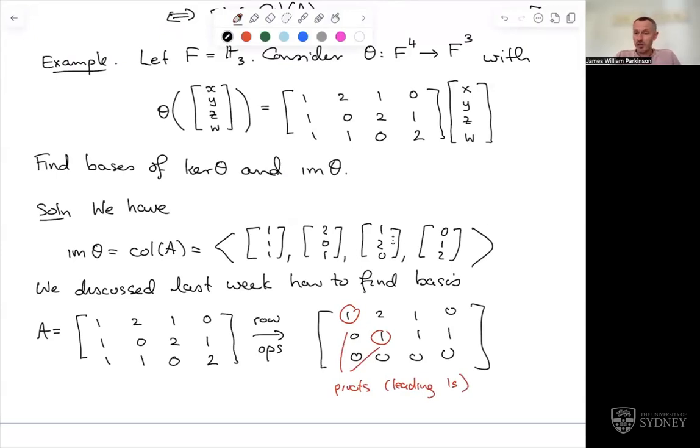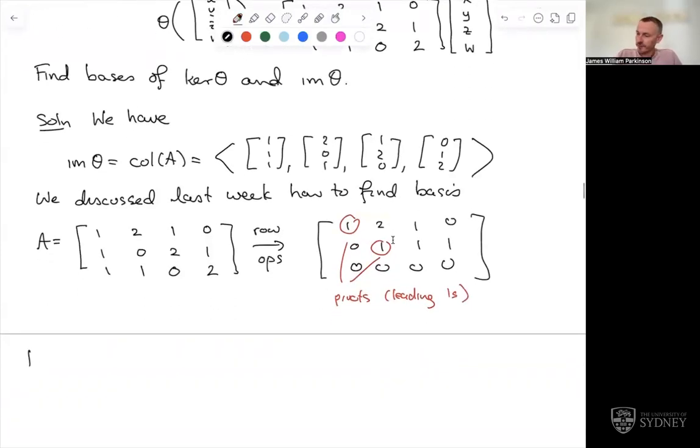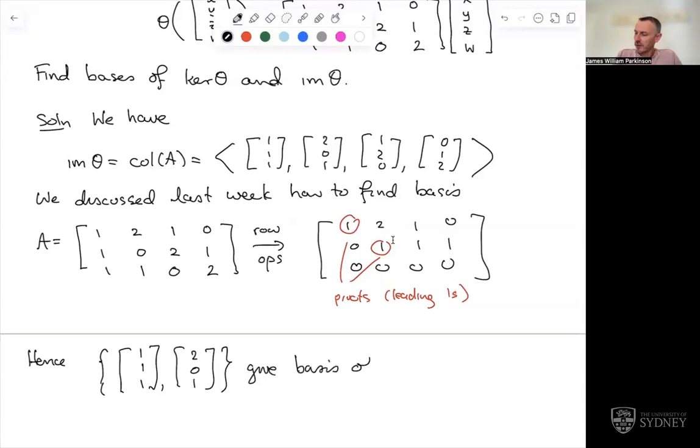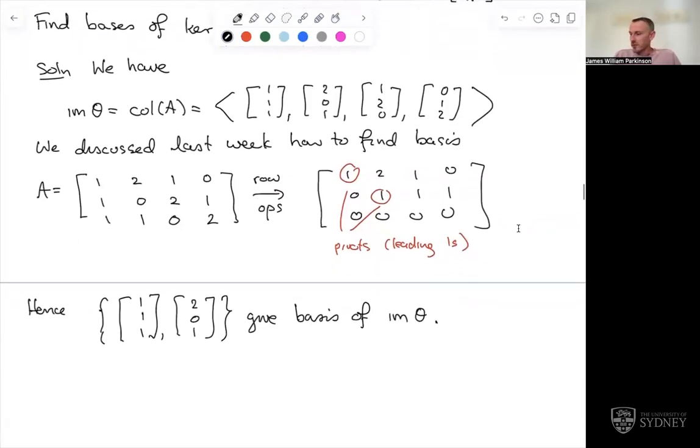And so the corresponding columns of A, which are the first and second, (1, 1, 1) and (2, 0, 1), give a basis of the image of theta. To find the kernel is also row reduction, in fact, so it's a bit of repetition.